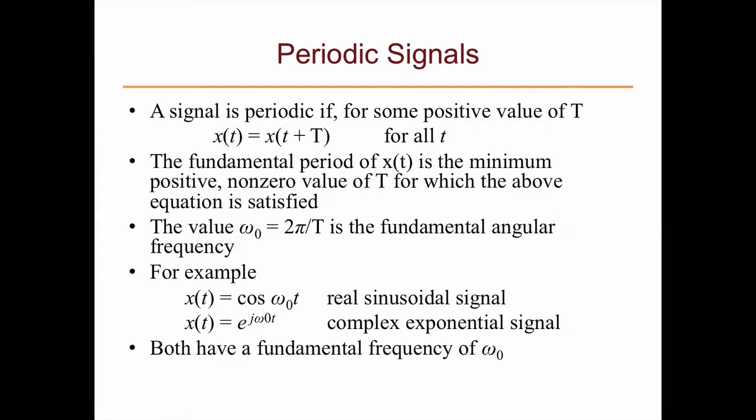Examples of periodic signals are x(t) equal cosine omega 0 t, which is a real sinusoidal signal having fundamental frequency of omega 0, or x(t) equals e^(j omega 0 t), which is a complex exponential signal, but this is also a periodic signal. Both of these signals have fundamental frequency of omega 0.